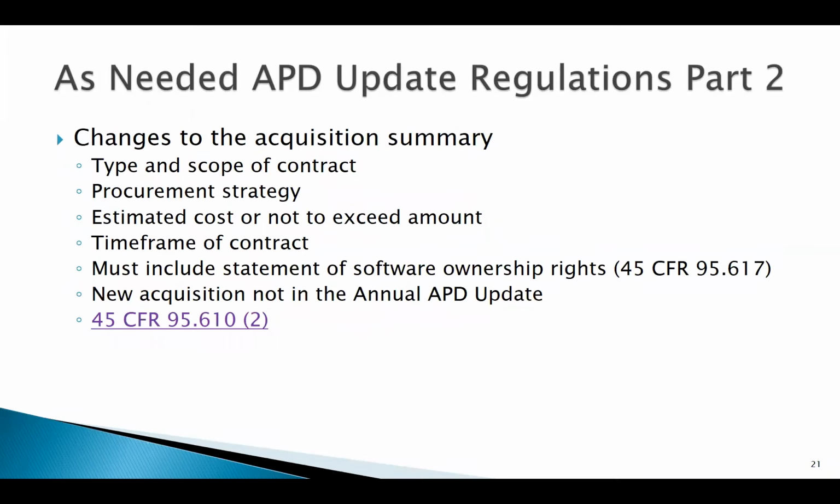The as-needed update regulations part 2 covers changes to the acquisition summary. So if there are any changes to any contracts with regard to type and scope of the contract, procurement strategies, estimated costs, not to exceed amount, timeframes, you must include the statement of software ownership rights, which are at 45 CFR 95.617, and a new acquisition and or contract that was not in your annual APD. Next slide.